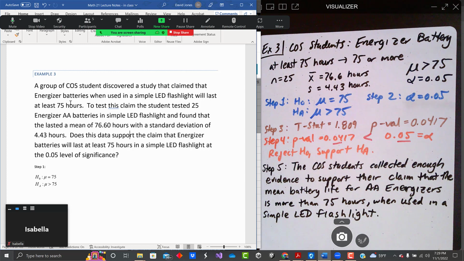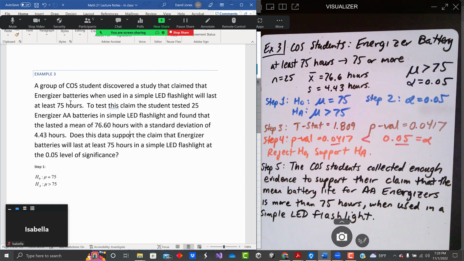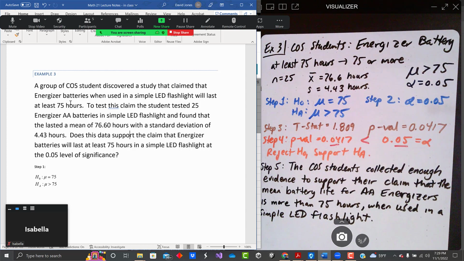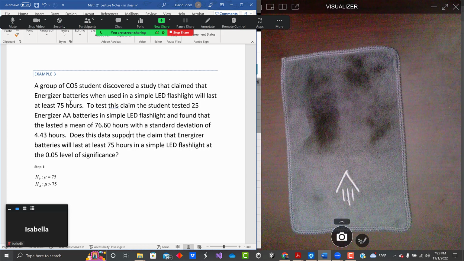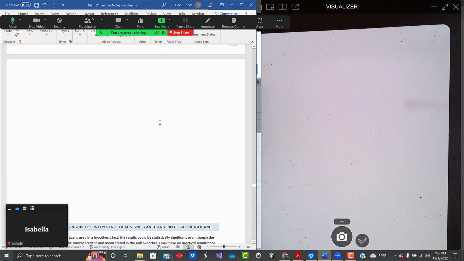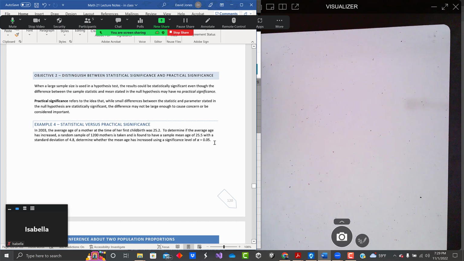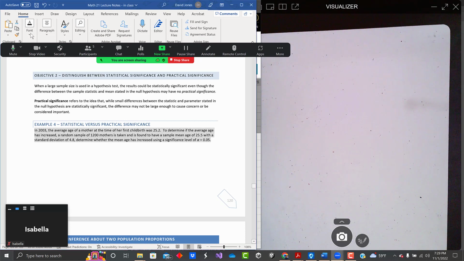Guys, ready for one last example? Then we'll talk about the project and be done. All right. So we're going to do example 4 down here, but it's discussing statistical and practical significance. And you can see it down there. I'm going to just tell you what it means to me in my words.